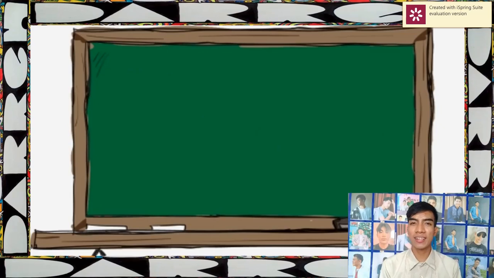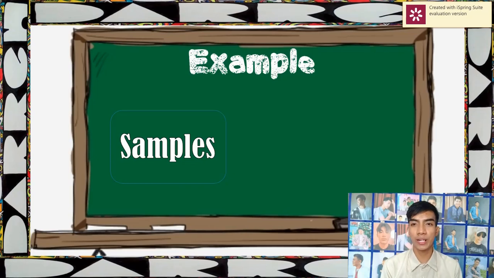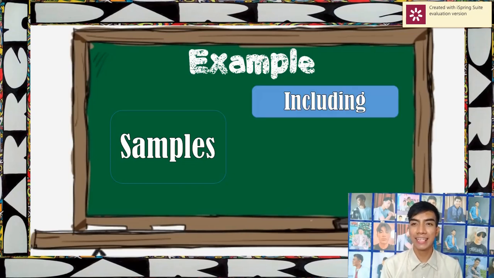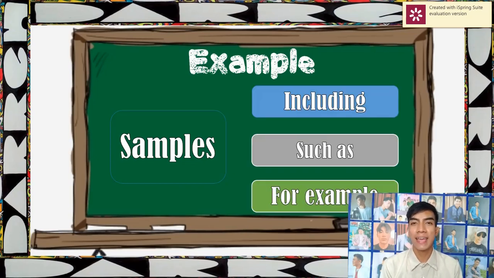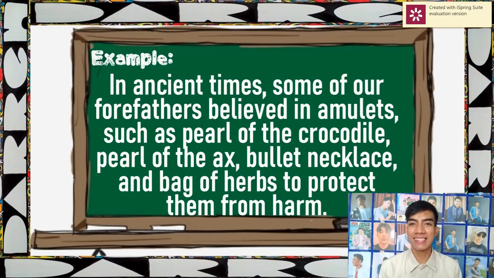The next context clue type is by the use of examples. In here, samples are provided in a sentence to understand the meaning of the unfamiliar word. Words like including, such as, and for example, point out example clues. Let's have this as an example.